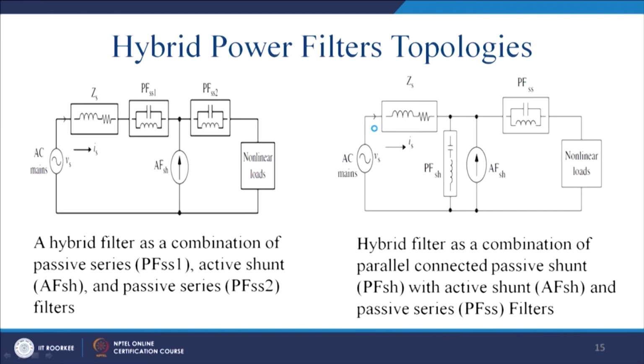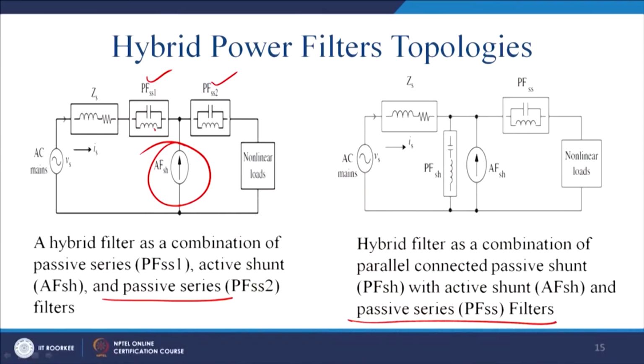Now, similarly you can have a shunt solution. This is your series passive filter and you have an active shunt solution, and that is also possible for current harmonic mitigation. And the hybrid filter as a combination of the passive series and the active shunt and the passive series combination has been shown, and thereafter you have the hybrid filter as a combination of the parallel-connected passive shunt with active shunt and the passive series has been shown.